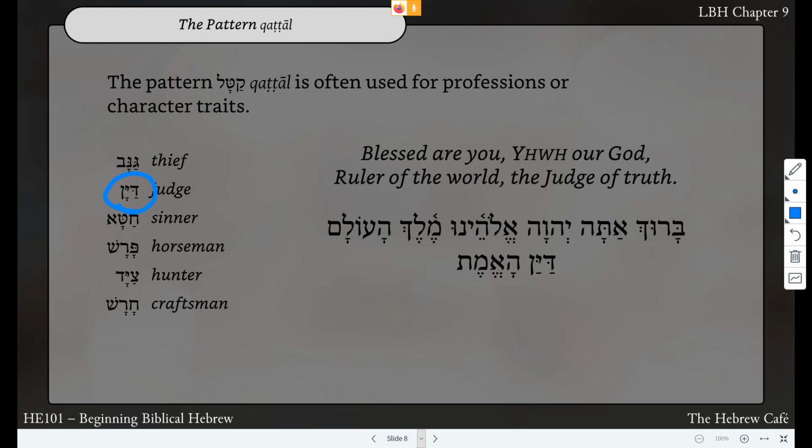Dayan, from din. Din means judgment. Dayan is someone who gives judgment, a judge. This is a common blessing when you receive bad news in Hebrew. Someone tells you there was a car accident or that someone passed away or any kind of bad news. You declare that God knows better than we do by saying that God is the judge of truth. He's the true judge, meaning that judgment is in his hand and we don't have power over it. The expression is Baruch Ata Adonai Eloheinu Melech Ha'olam Dayan Ha'emet. Blessed are you, Lord our God, ruler of the world, the judge of truth. Dayan Ha'emet. This is construct. This is why the kamatz turns to patach.